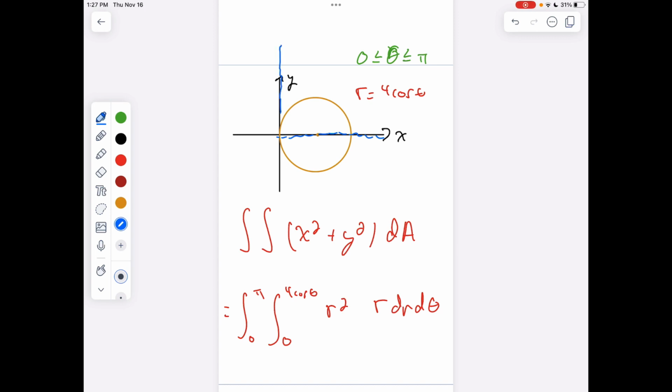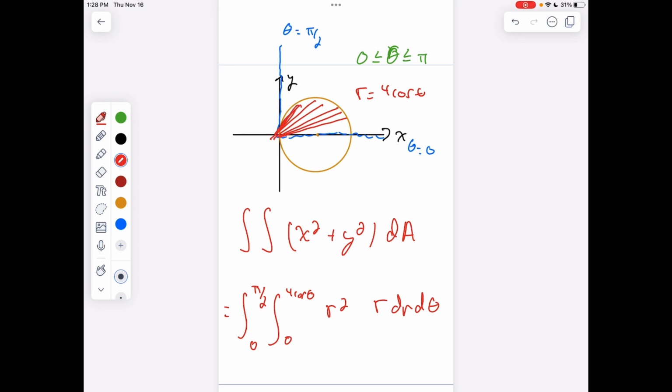So imagine this is theta equals 0 right here, and that's theta equals pi over 2 right there. Your graph would always be positive there. So my limits for integration here would be 0 to pi over 2, and then 0 to 4 cosine theta. If you look at the values of r, 4 cosine theta is always positive up to pi over 2.